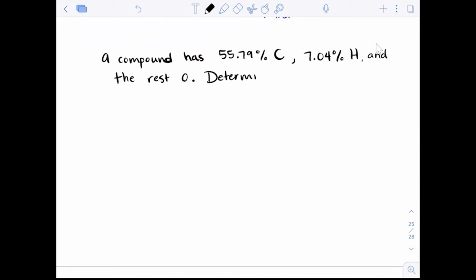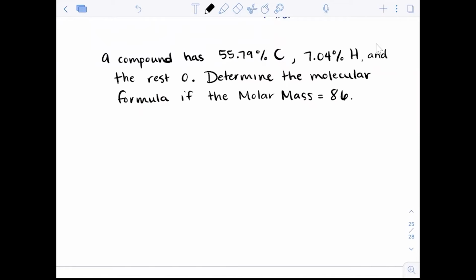Determine the molecular formula if the molar mass is equal to 86.09 grams per mole. This is important information. The percentages will be able to tell us the empirical formula. We'll do that in a second.